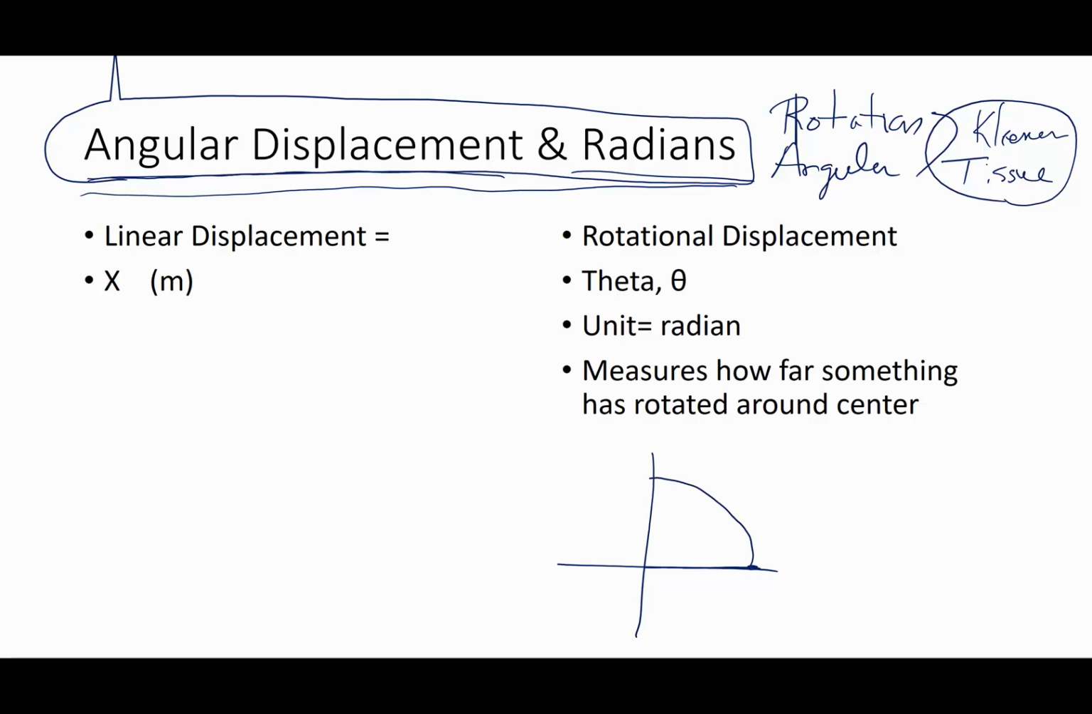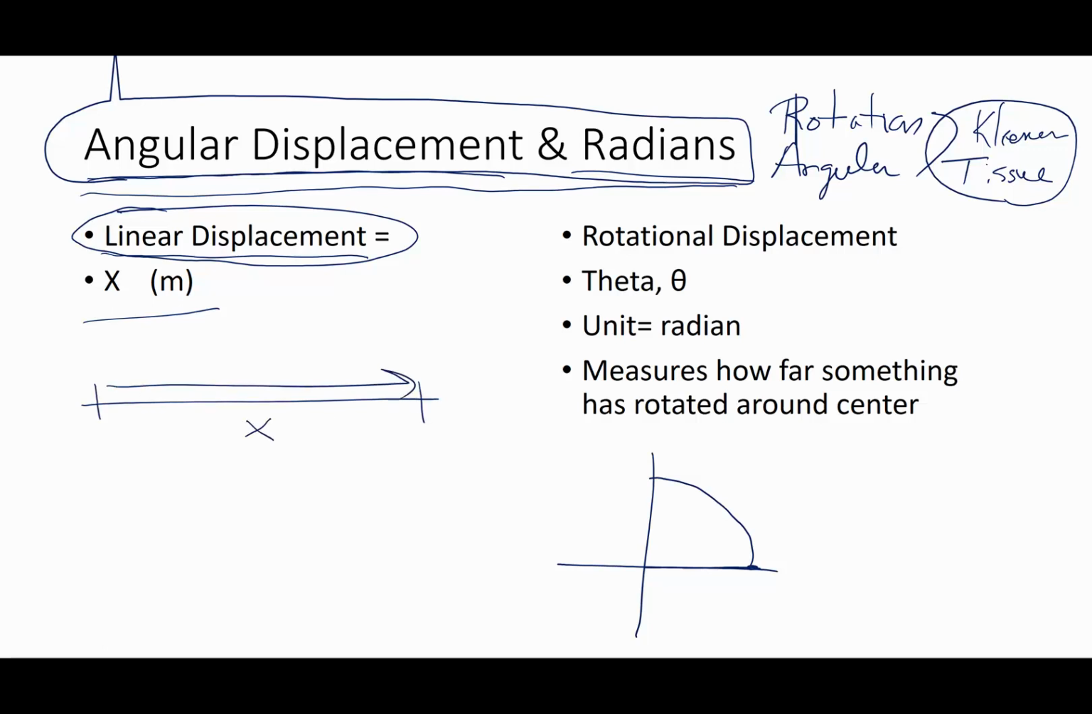Now, every time we start with one of these rotational ideas, we're going to begin with the linear version, and then we're going to translate that into rotational because you have experience with the linear, and so hopefully this makes it easier. When we discuss linear displacement, we use the symbol x and the units meters, and we describe how far an object would move in a straight line.